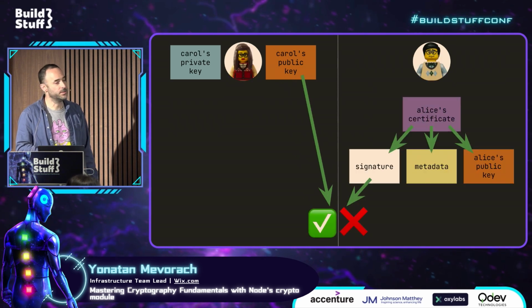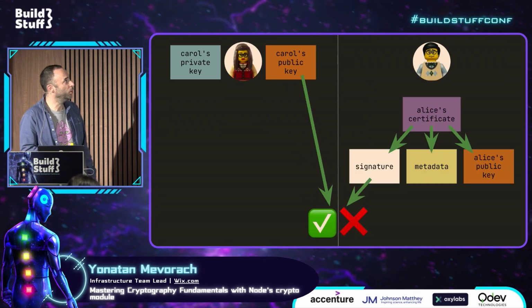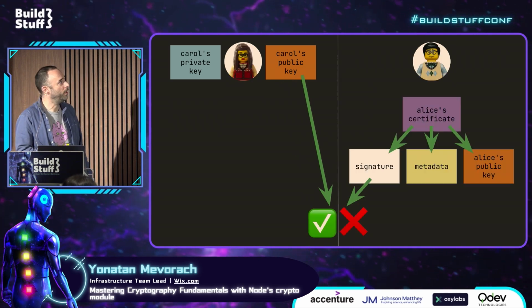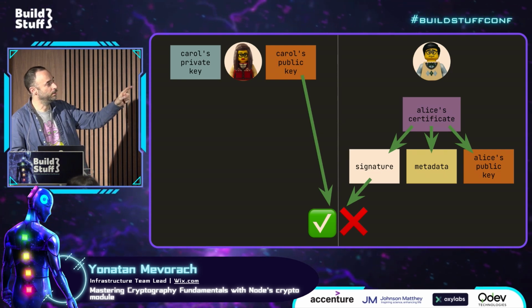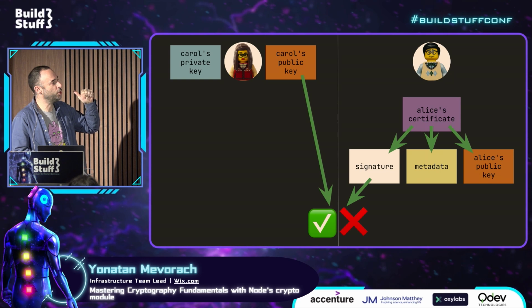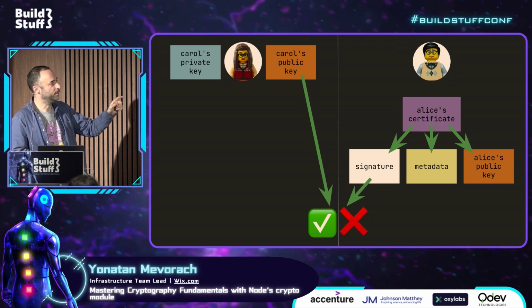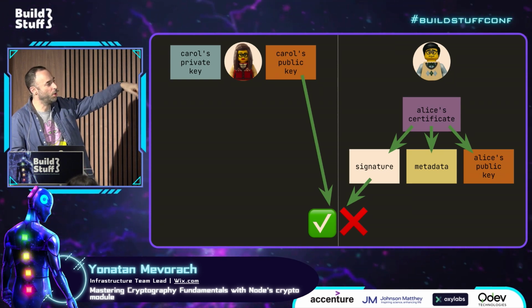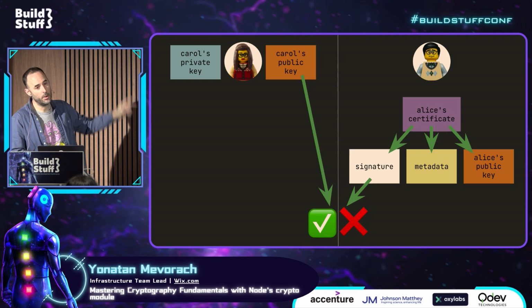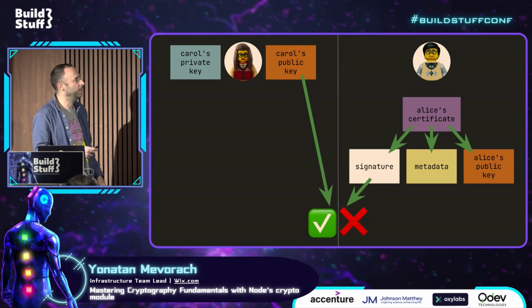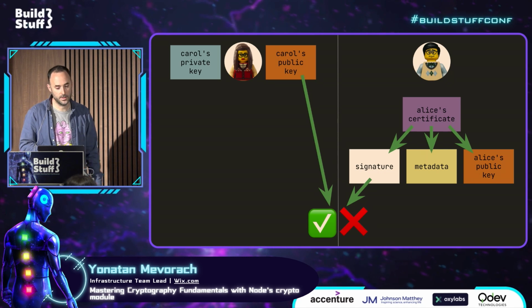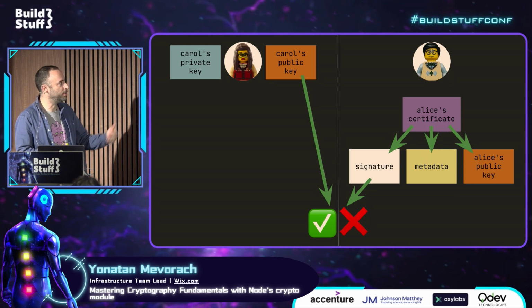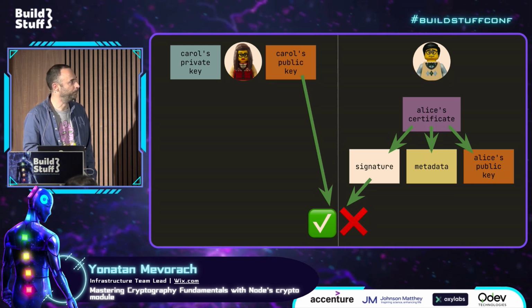Then she makes this available to the world, and anybody who already trusts Carol can take Carol's public key and Alice's certificate and make sure, using the same verification process that we showed before, that the signature really does match, along with the metadata and everything else, Carol's public key. This lets Bob, in this case, know that if he trusts Carol, then he can trust that this is really Alice's certificate, and therefore he can trust Alice as well.